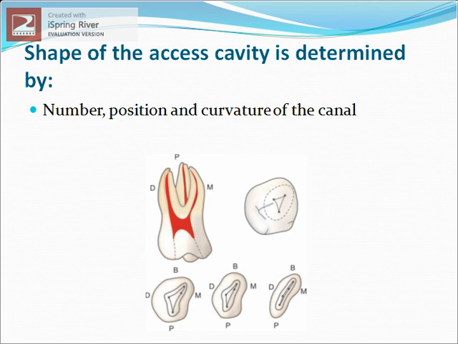The shape of the access cavity is also determined by the number, position, and curvature of the canals. Variation in this point may necessitate extra modification in the shape of the access preparation, and this is most common in maxillary molars.